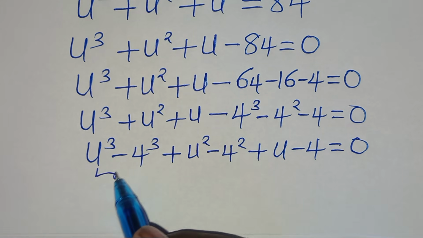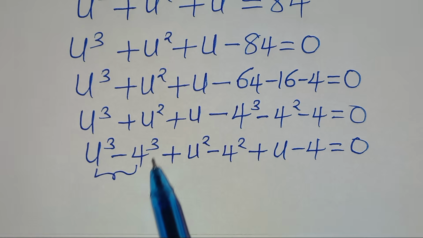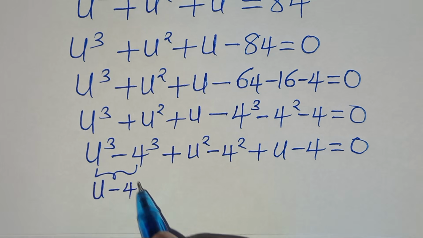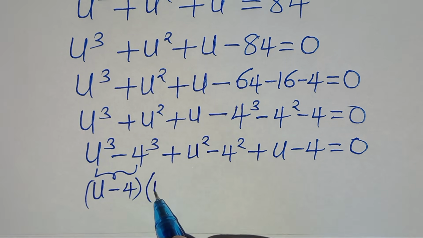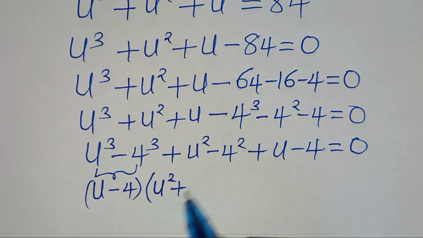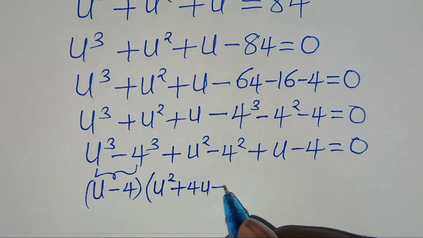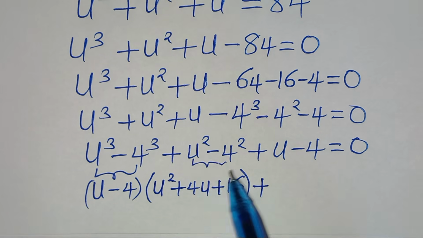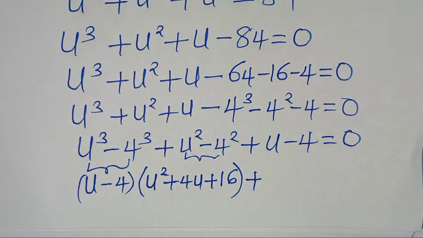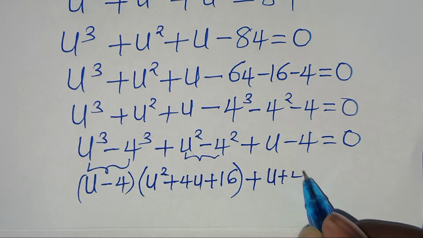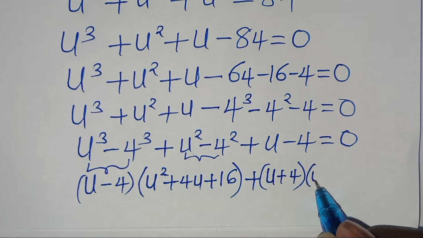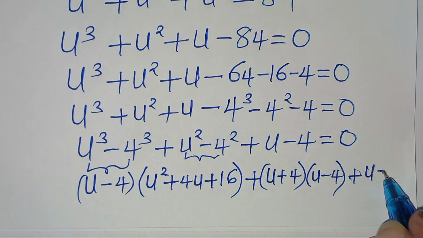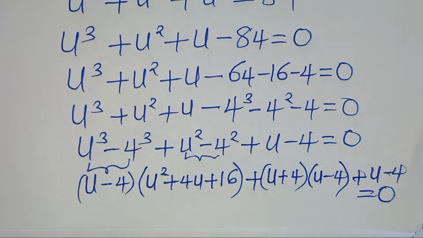So u to the power of 3 subtract 4 to the power of 3. This is the difference of two cubes that we can express as u minus 4 into the parentheses, u to the power of 2 plus 4u plus 4 squared, which is equal to 16. Then plus, this is the difference of two perfect squares that we can express as u plus 4 multiplied by u subtract 4. Then plus, we have u minus 4. This is equal to 0.